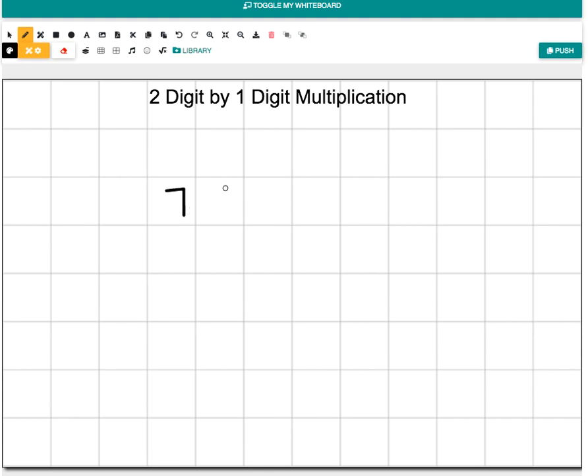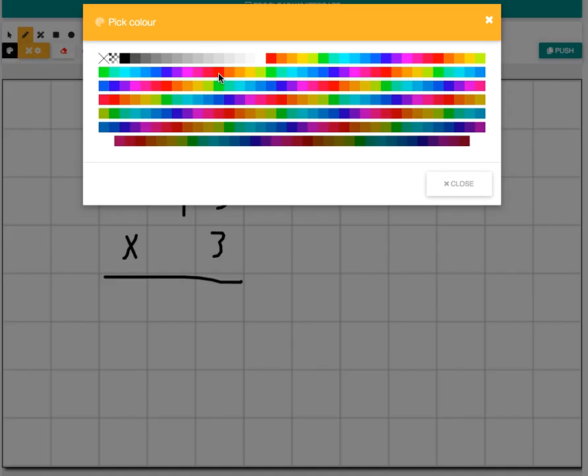All right, so let's go ahead and look at an example. So if I have 75 times 3, I'm going to show you 3 different ways to solve it for this problem. So I'm going to show you the traditional way first.